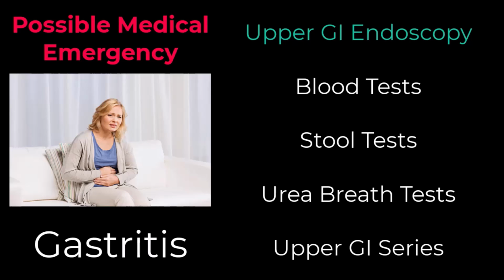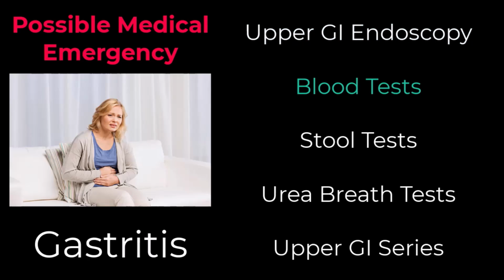with a camera, to see the lining of your upper GI tract, including your esophagus, stomach, and duodenum. During upper GI endoscopy, a doctor obtains biopsies by passing an instrument through the endoscope to take small pieces of tissue from your stomach lining. A pathologist will examine the tissue with a microscope. Doctors may use upper GI endoscopy to diagnose gastritis or gastropathy, determine the cause, and manage complications.